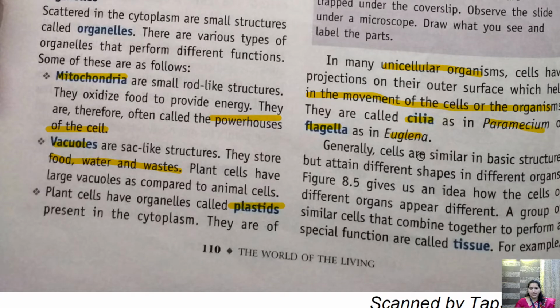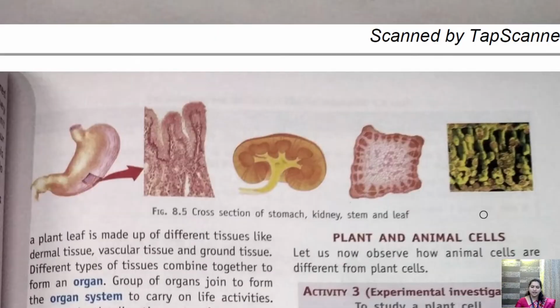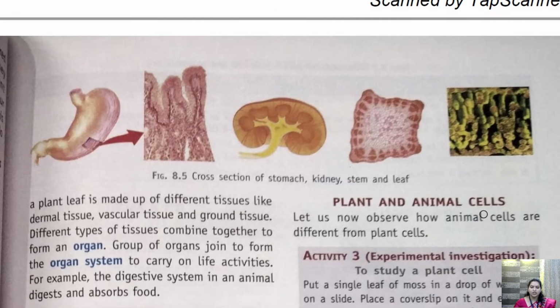Generally, cells are similar in basic structure but attain different shapes in different organs. So 8.5 gives us the idea. A group of similar cells that combine together to perform a special function is called a tissue. तो जब बहुत सारे सेल कंबाइन करते हैं ना आपस में, when most cells combine together, they form tissues. When tissues combine, they form an organ. When organs combine and club together, they form an organ system. So this we have seen.